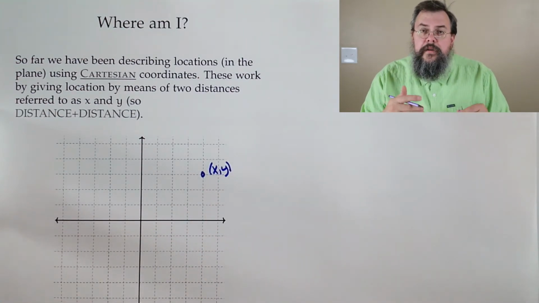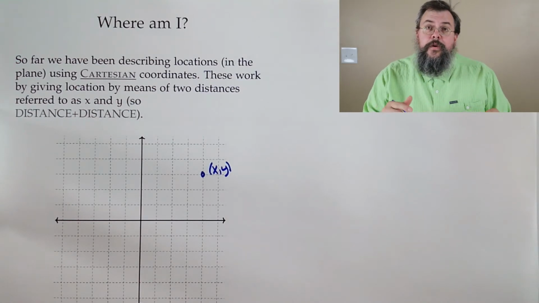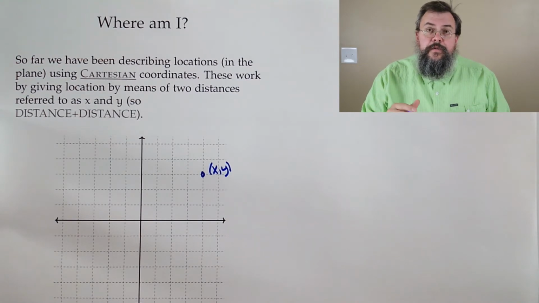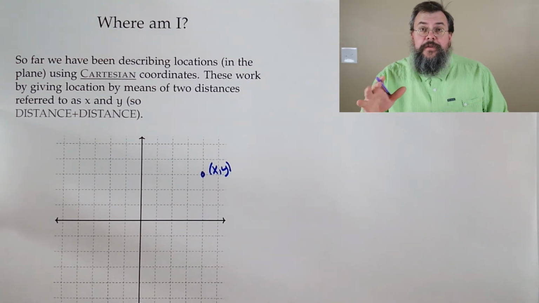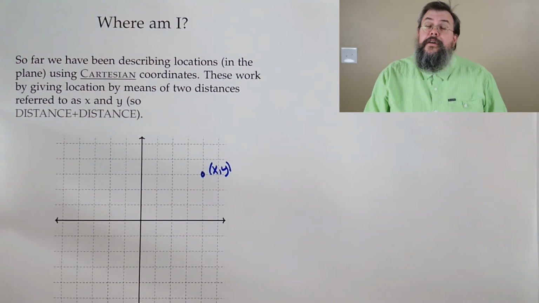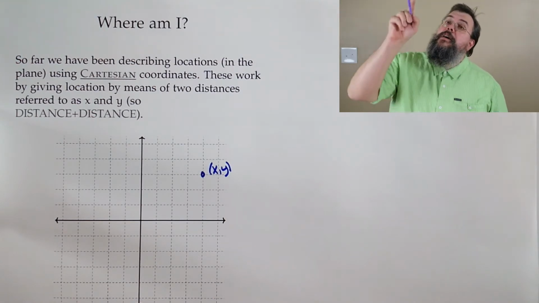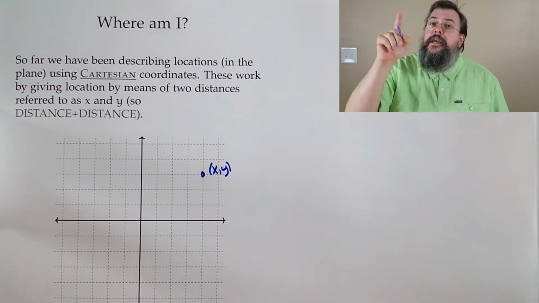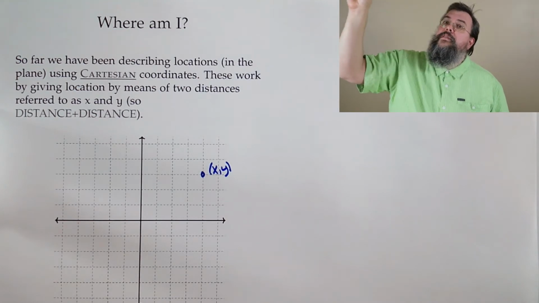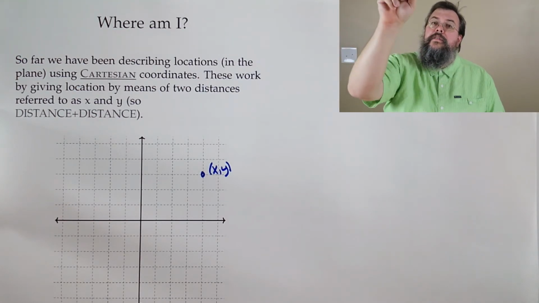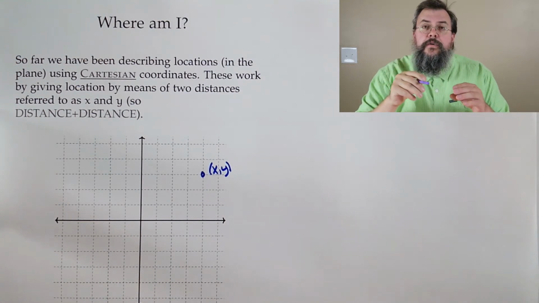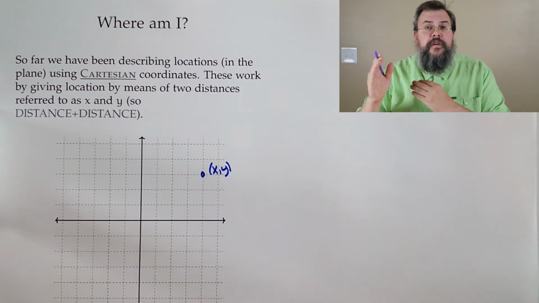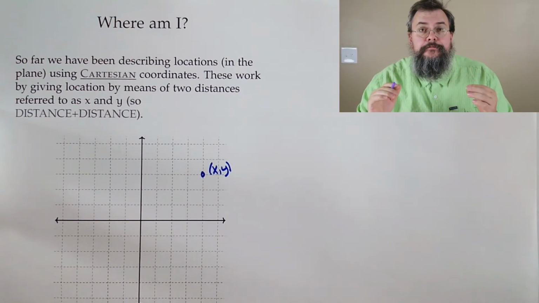The legend, at least, is that René Descartes was one day sick and laying in bed. And this was back before they had Xbox, so there wasn't a lot to do. As he was laying there, he looked up at the ceiling and saw there was a fly up there. And he thought to himself, if I keep track of how close the fly is to that wall and how close the fly is to that wall, I can tell you where the fly is, exactly. So in other words, by keeping track of two distances, I know where things are.